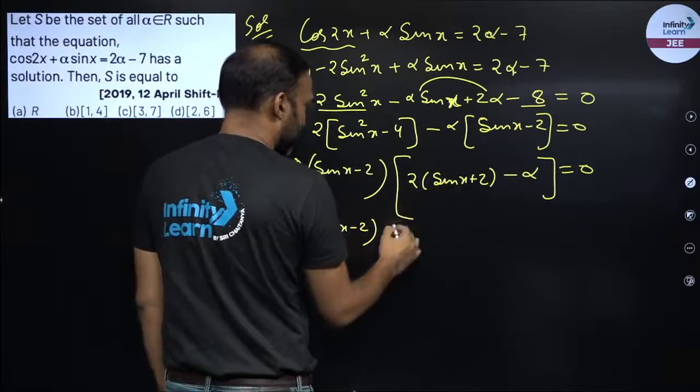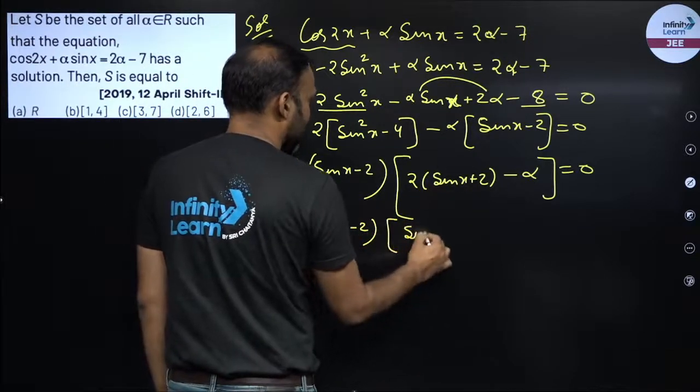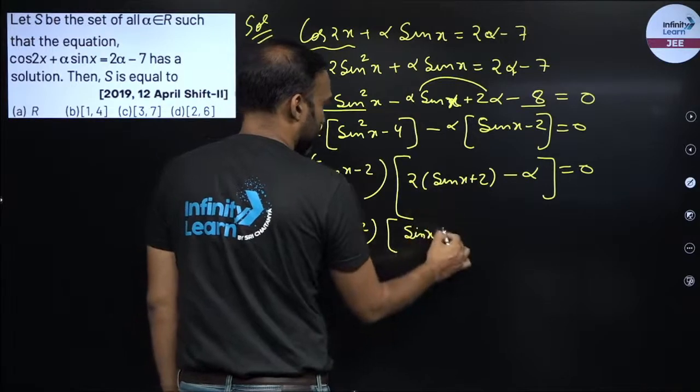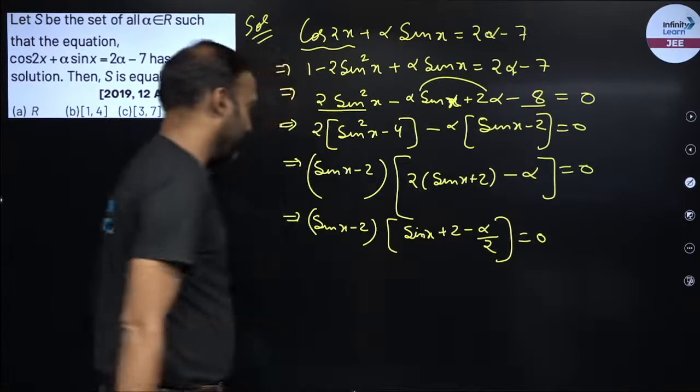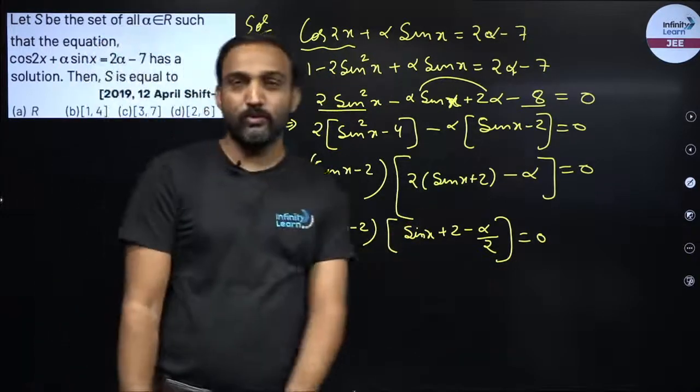Right, divide by 2. So that's the coefficient of sin x becomes 1. If you don't divide by 2, then also it is okay. So now the product of these two brackets is 0.